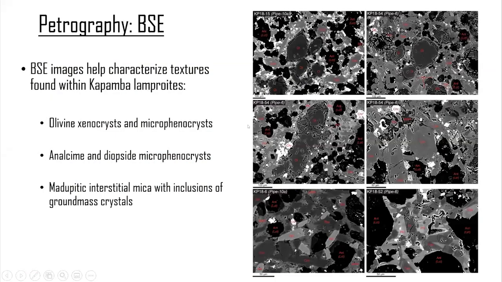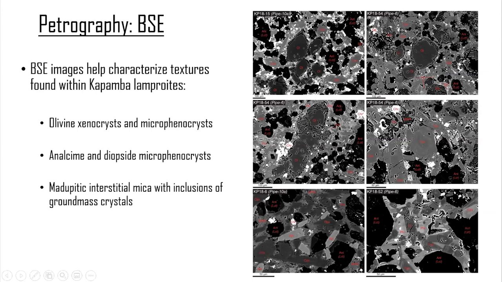So a typical backscattered electron image of the lamproites from Kapamba would look something like this, and it is showing off the textures which are found within the Kapamba lamproites, which allowed us to classify them in terms of name. So we can see here that we have olivine xenocrysts, which can be resolved, and we also have microphenocrysts of olivine, which can be euhedral. We also see that we have analcime and diopside microphenocrysts, which can sometimes show a poikilitic texture.